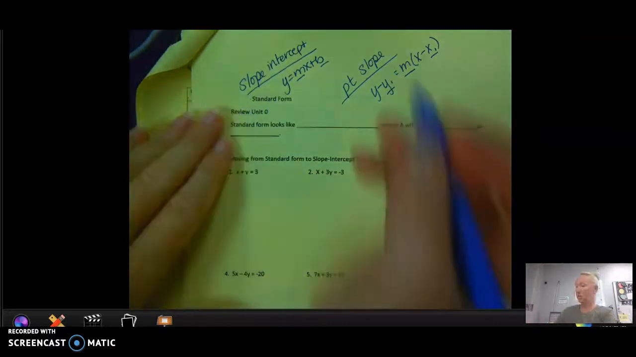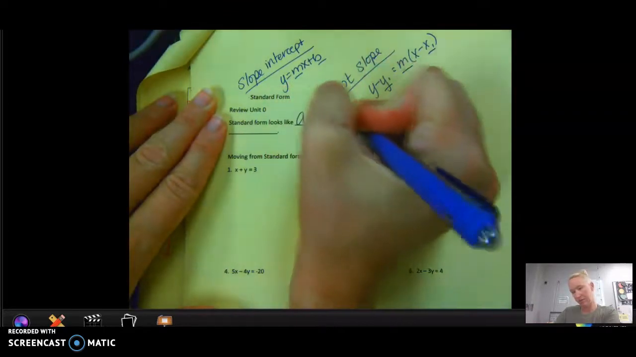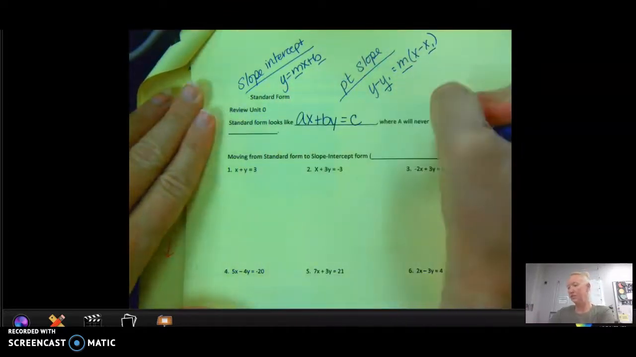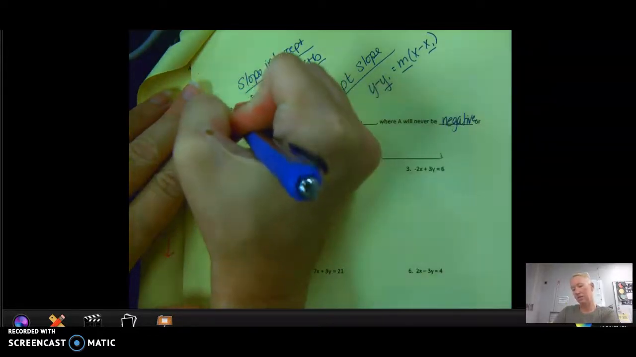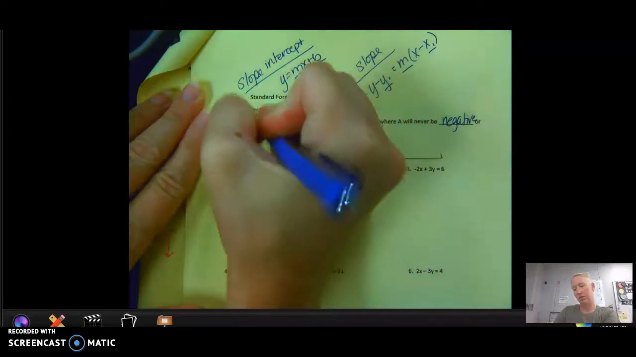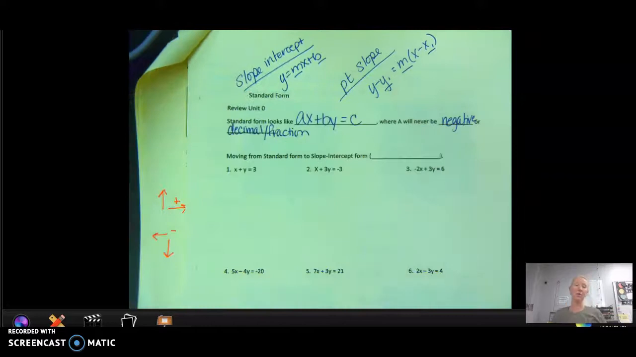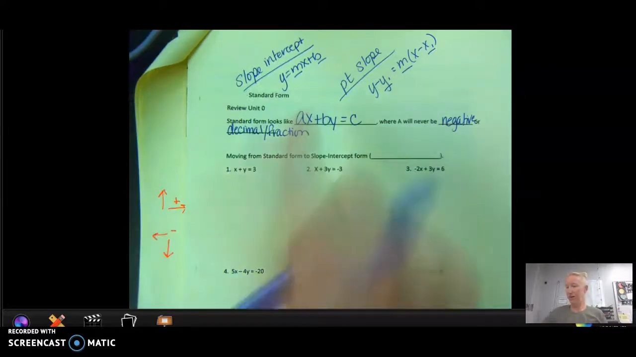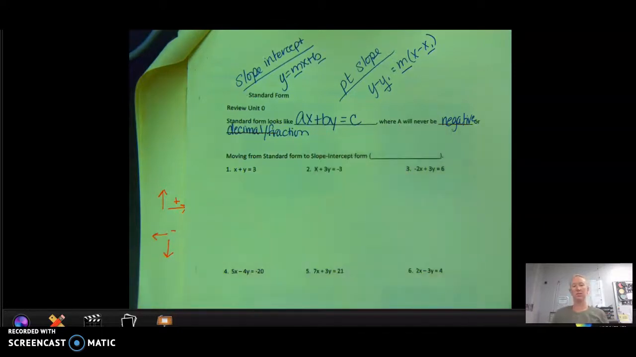Standard form looks like ax plus by equals c, where a will never be negative or a decimal or a fraction. So a has to be positive and it has to be a whole number. So a, b, and c are all numbers. X and y don't get numbers. Those are points on the coordinate grid.